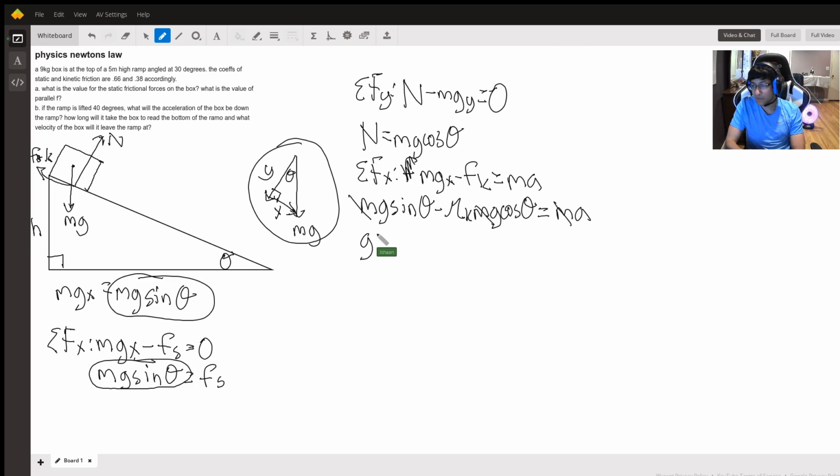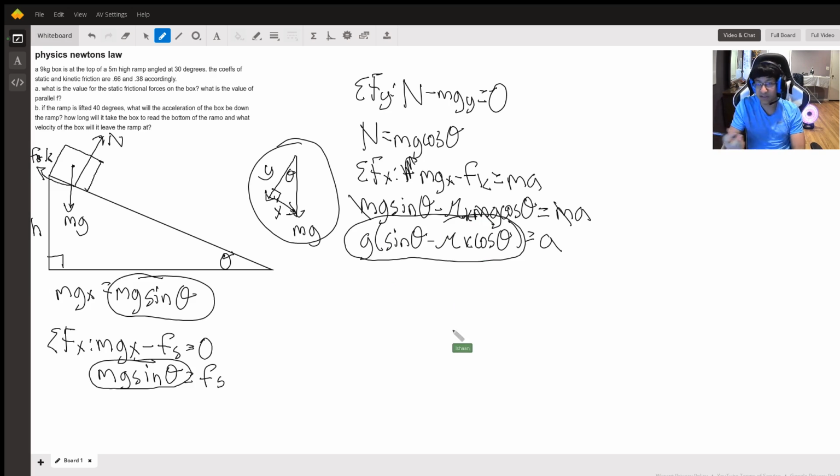Then we can factor out a g. So g times sine theta minus mu_k cos theta. And that's going to be equal to our acceleration here. And we can just plug in our theta as 40 degrees and then our mu_k, and we would be able to solve for this.